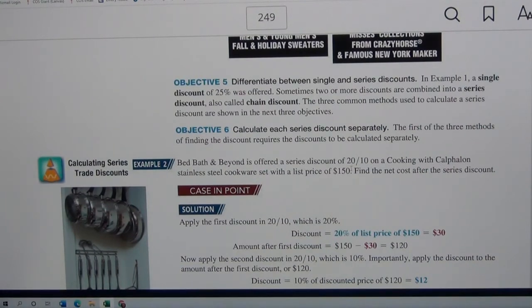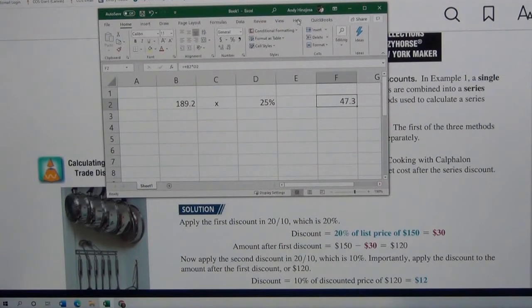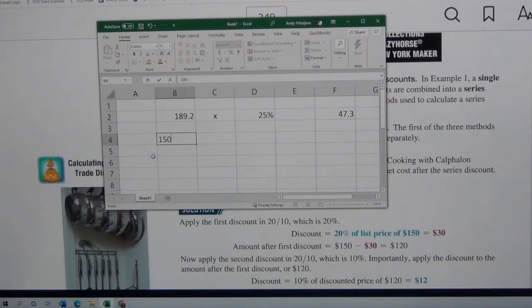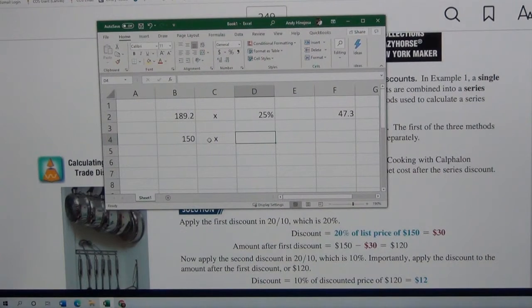Well, we've got to figure out first the 20%. Then we're going to figure out the 10%. So the list price is $150. There are 2 discounts involved. We'll take $150, and it's 20/10, so for the first 20%, to find that discount, we're going to simply multiply 150 by 20%.